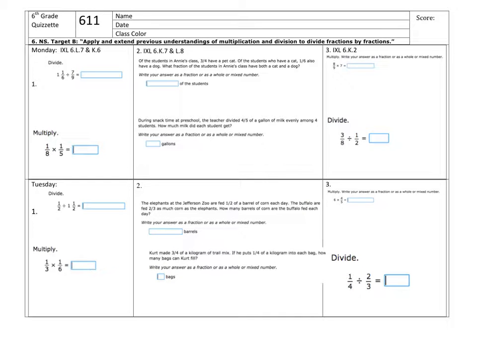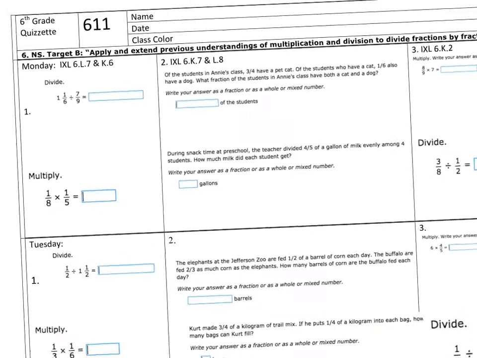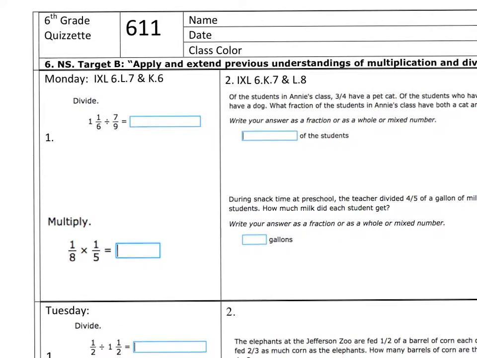Today we'll be watching a video on Quizzette 611. Please make sure that you write your last name, comma, first name, today's date, and your class color.